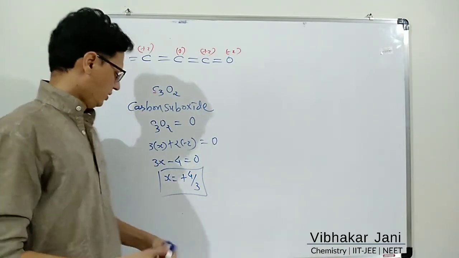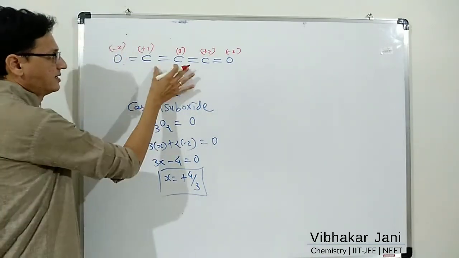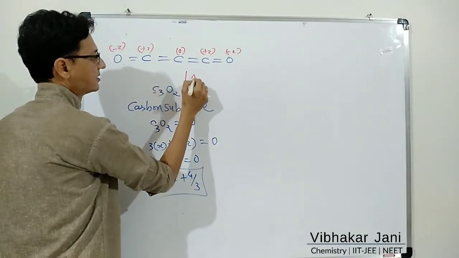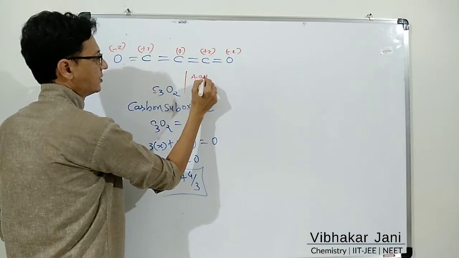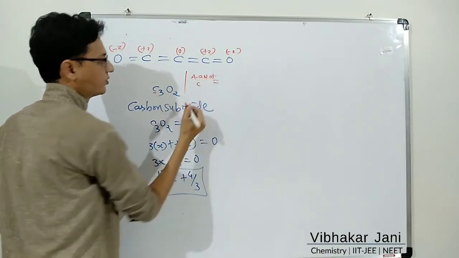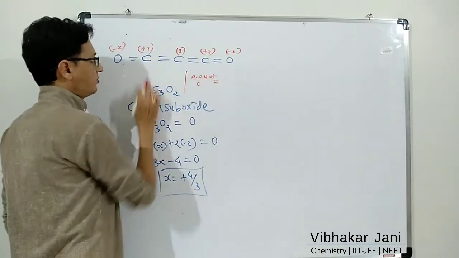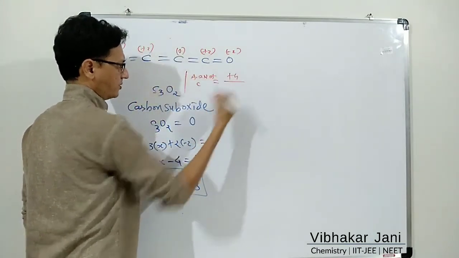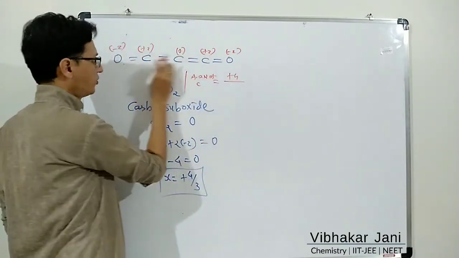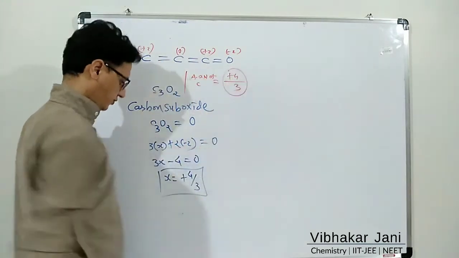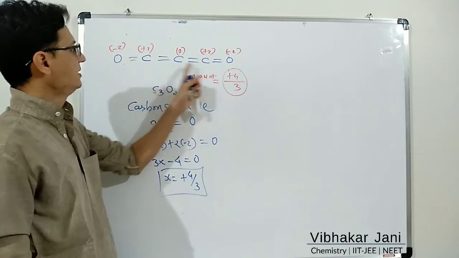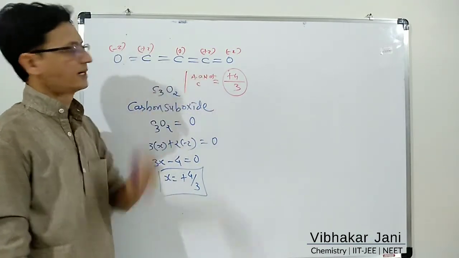Okay, now the average oxidation state of carbon. If we want to find the average oxidation number of carbon, it is equal to the total charge on carbon, plus 2 plus 0 plus 2, that is plus 4, divided by the total number of carbon, that is 3. So it is plus 4 by 3. This is the average, and these are the individual oxidation states of each carbon.